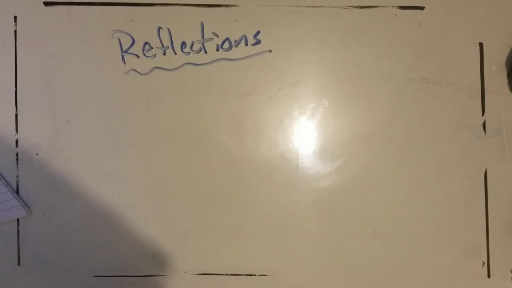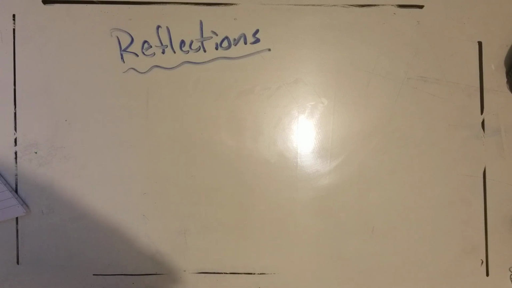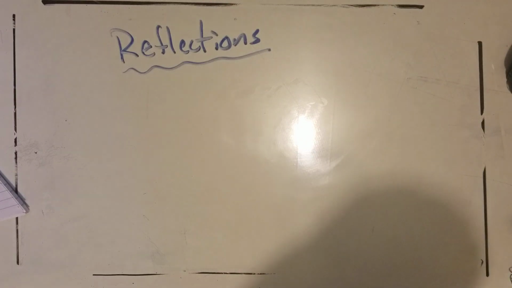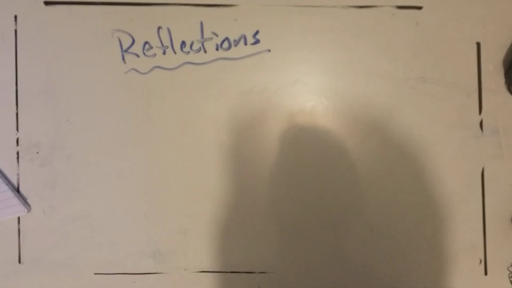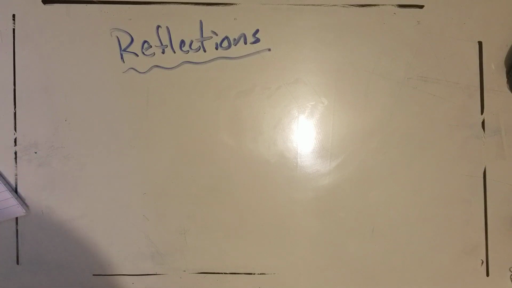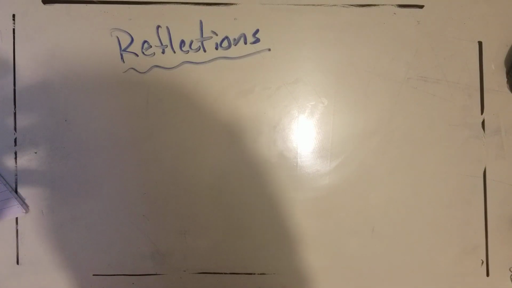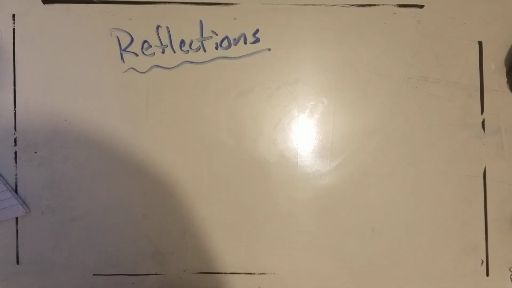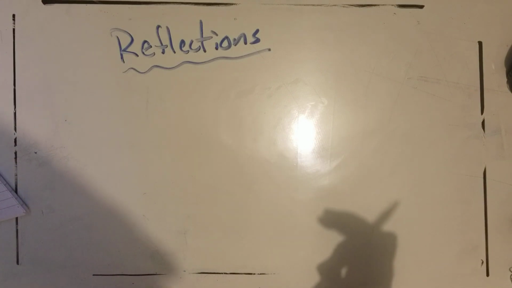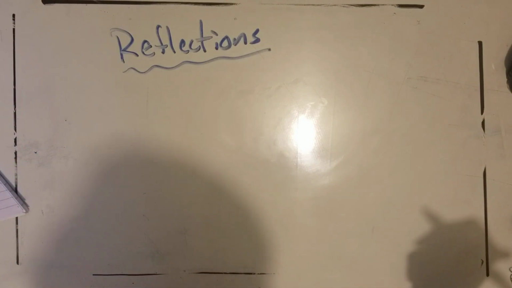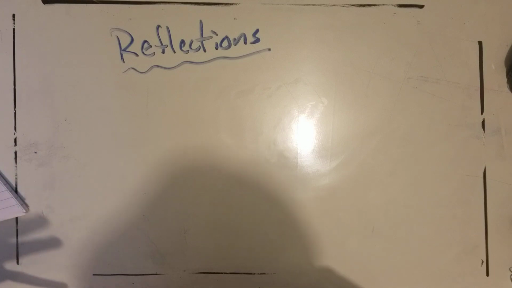A reflection we've defined in the past as a flip over a line. We call that the line of reflection. And what happens is, when you reflect over it, you're going to be in a new position but the same distance away from that line of reflection. So there's really two scenarios, and we call this a reflection in a line.